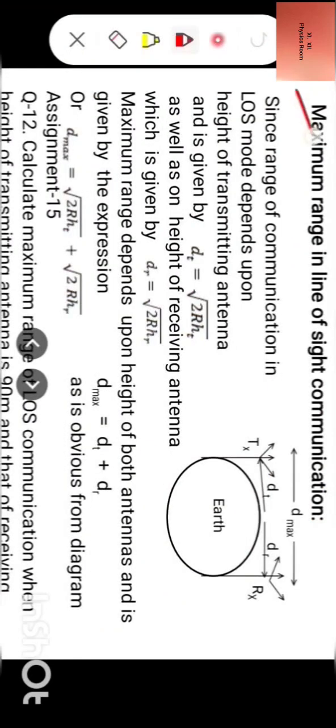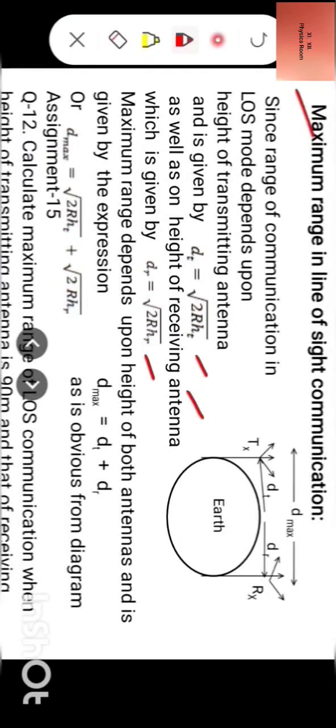Now, maximum range in line of sight communication. Since range of communication in LOS mode, that is line of sight mode, depends upon height of transmitting antenna and is given by dt is equal to under root 2 rht, as well as it depends upon height of receiving antenna, which is given by dr is equal to under root 2 rhr here.